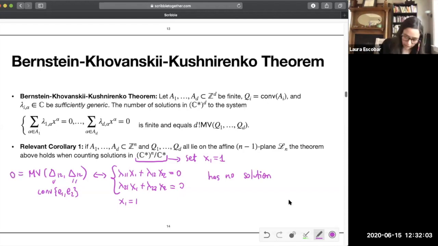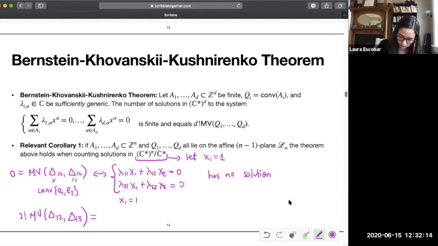Similarly, one can compute the mixed volume of delta 1,2 and delta 1,3, and if you construct the system of equations for it, you'll see that it has one solution, so 2 factorial times that mixed volume is going to be 1. Using this, you can compute the volume of the permutahedron, looking at the equation from the last slide, which is going to be 3. And this strategy was exploited by Postnikov to give a very nice proof that the volume of the permutahedron is equal to the number of trees on n vertices.